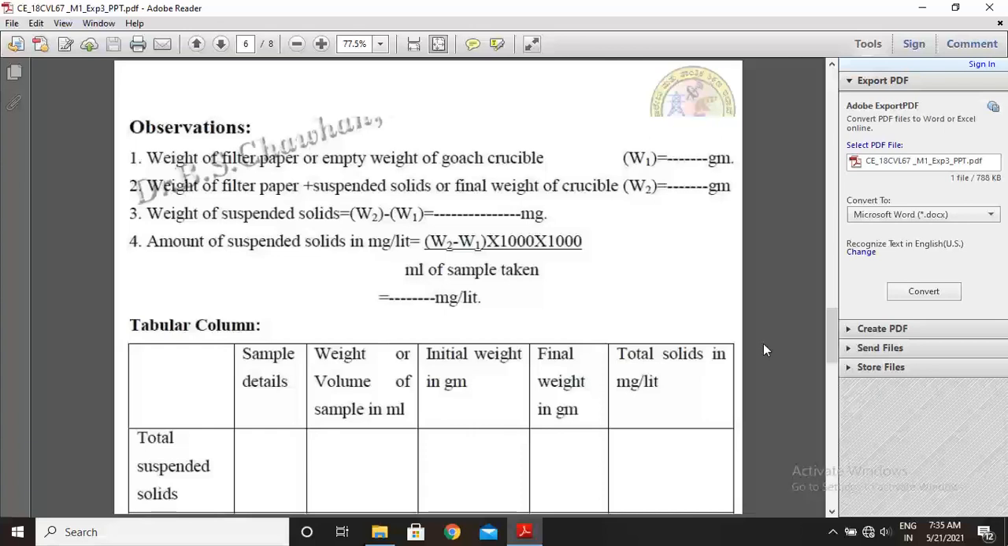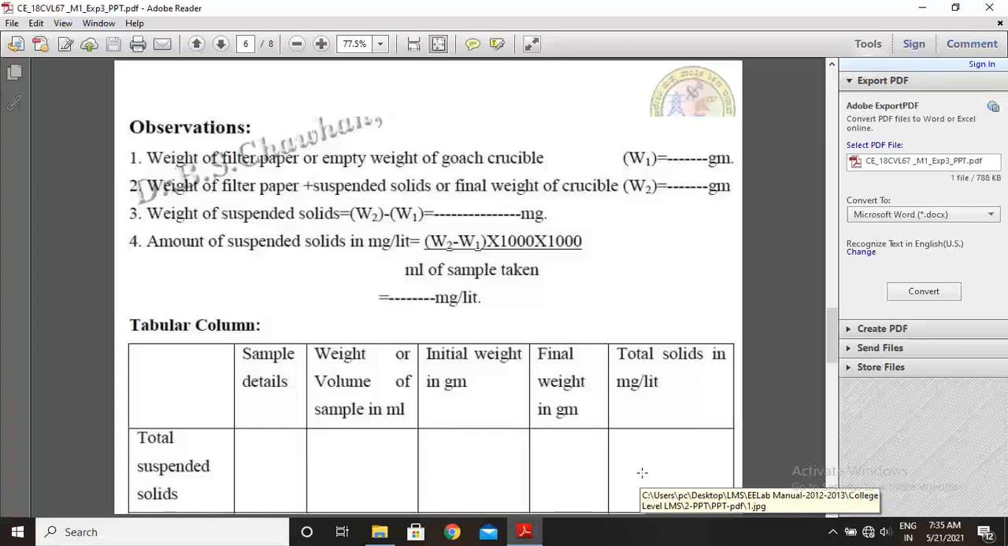And how to enter the readings in the tabular column? See, total suspended solids. Second column, sample details. In third column, you write weight or volume of sample taken in mLs. Here, initial weight in grams, you write W1. Final weight in grams, you write W2. Then total solids in milligram per liter, you write in this table. So this is the tabular column for this experiment.